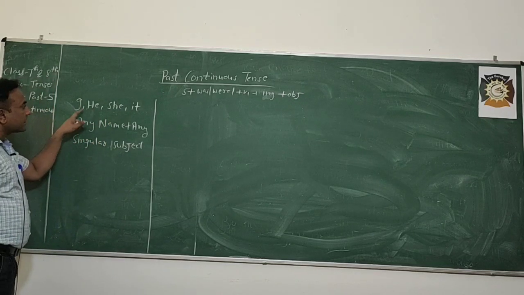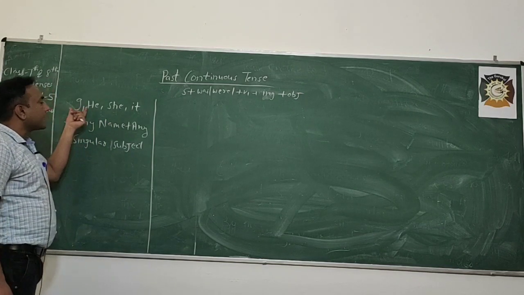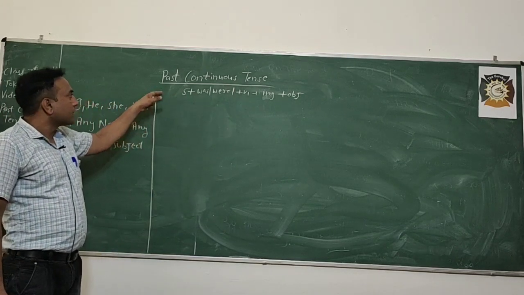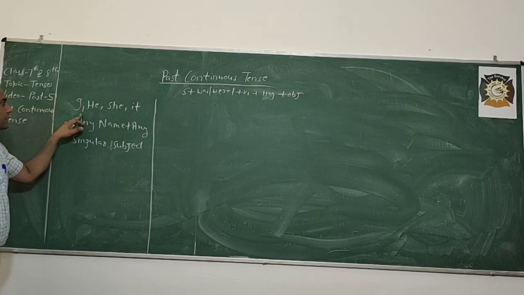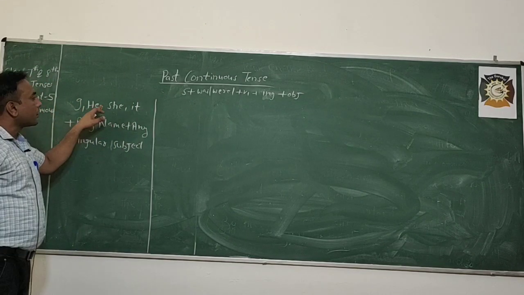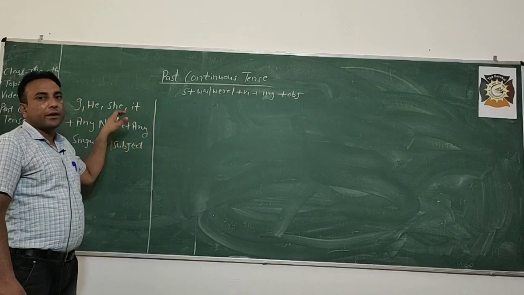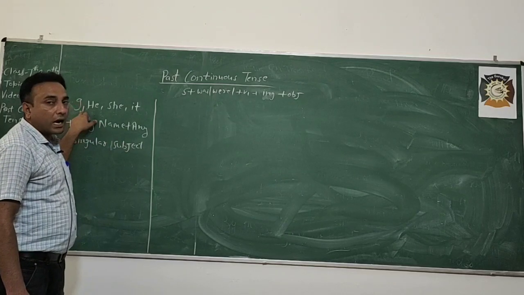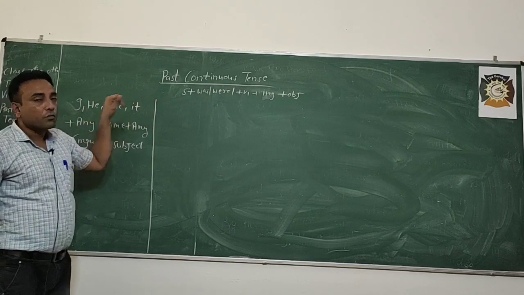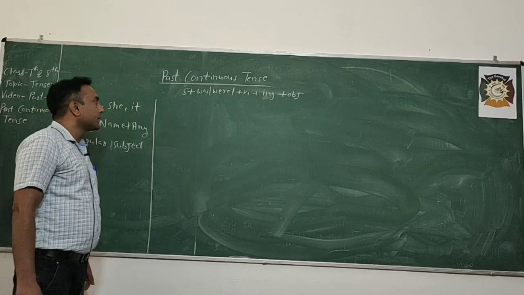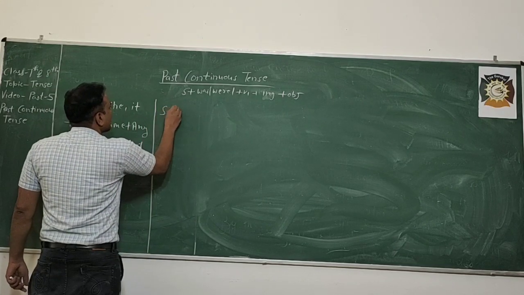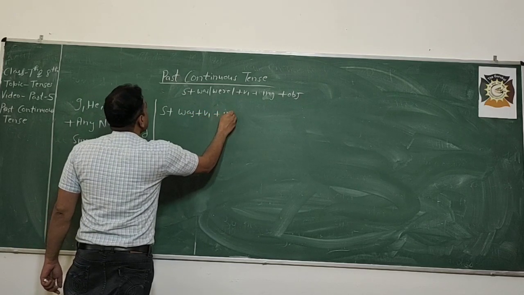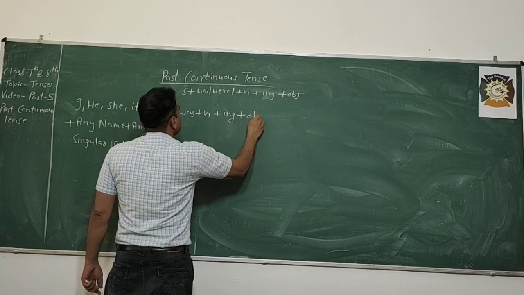In previous tenses I have told you that we always take I in a plural form, but in past continuous tense we always use was with I, not were. In conditional sentences we use were with I, as I have told you in the previous tense. So the structural formula for a singular subject is subject plus was plus v1 plus ing plus object.